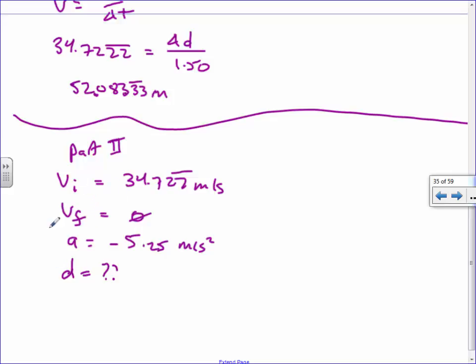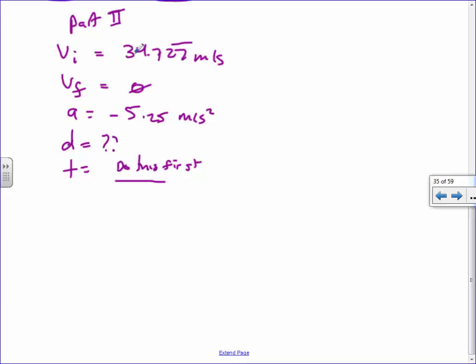Do we have a formula that uses these 4 things here? VI, VF, A, and D. Look back on those 4 formulas. There actually isn't one that involves them all. So what we're going to have to do instead is first solve for time. We have to figure out how long it will take for us to brake. So we should be able to find a formula that uses VI, VF, A, and T, because that formula is this: acceleration is equal to your change in velocity over your change in time.